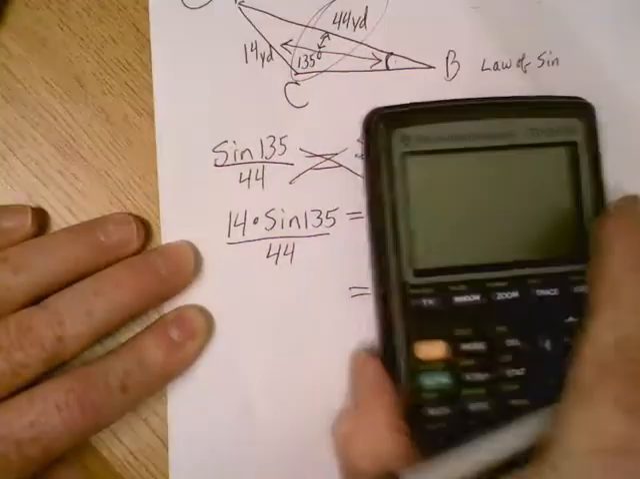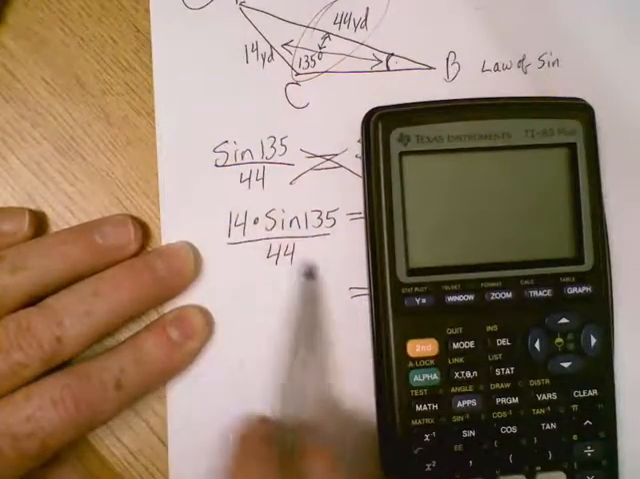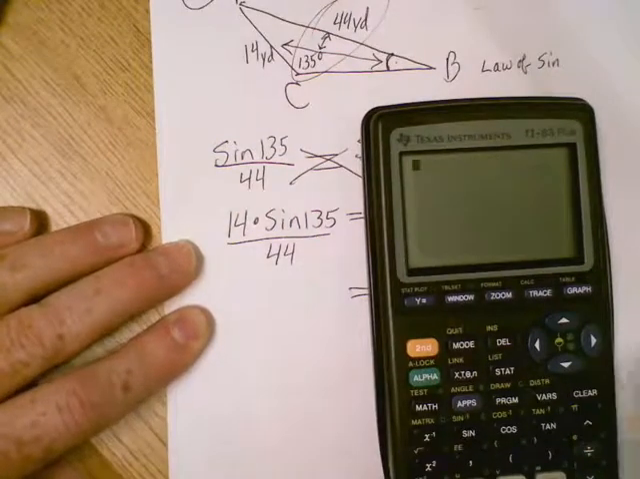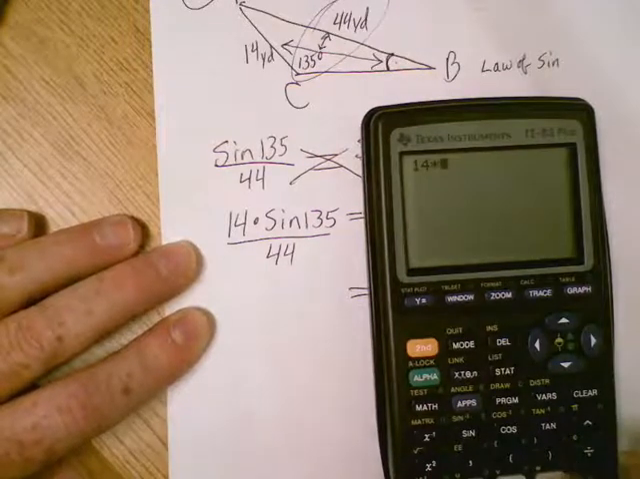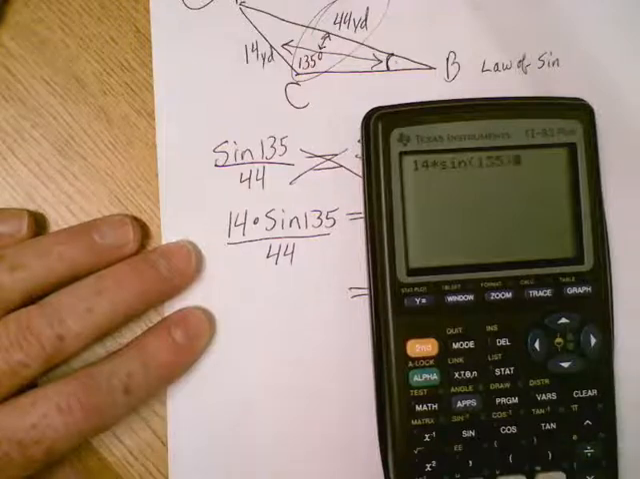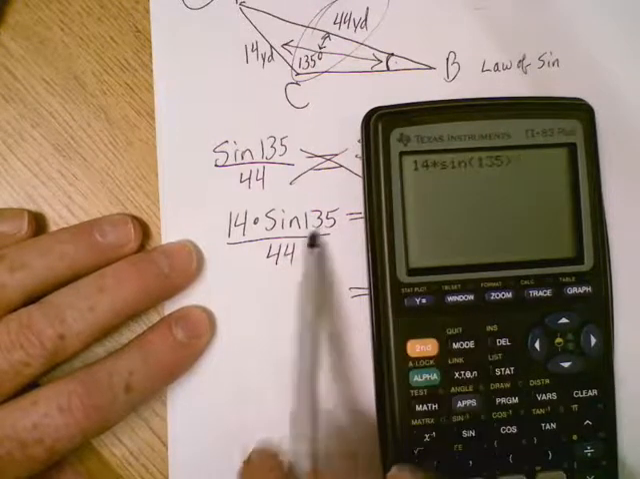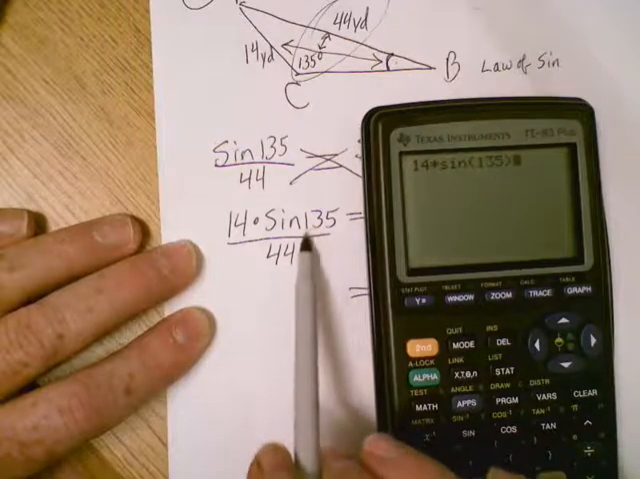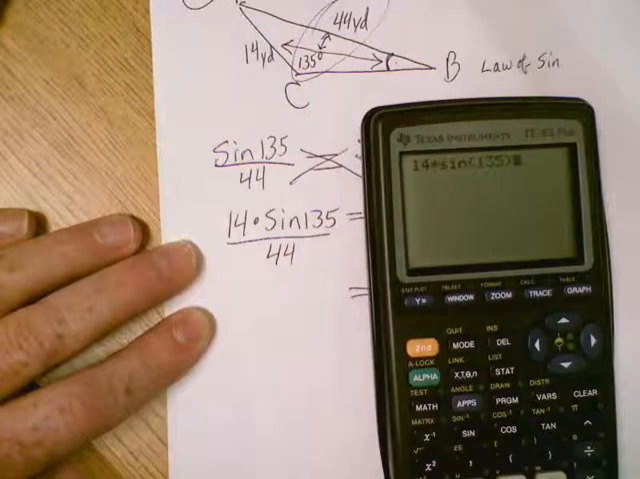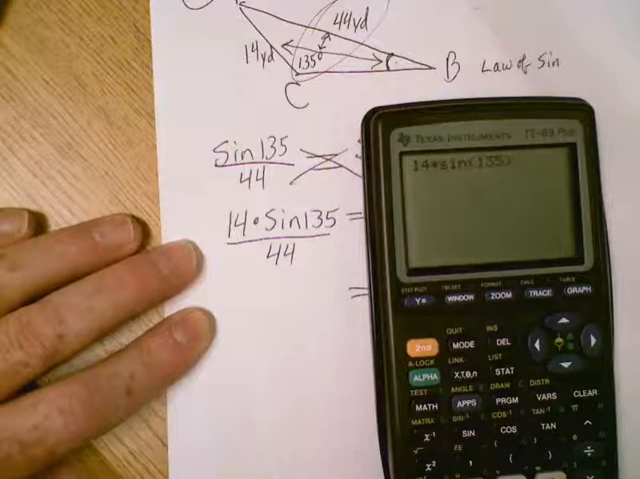Sine of B equals, you grab your calculator and you can punch all this into your calculator. 14 times, I just do the top first, then we'll deal with the bottom. So 14 times the sine of 135. Notice 135 is not an angle that we normally deal with because of right triangles, but since we're dealing with any triangle, one of the angles can be 135 degrees.